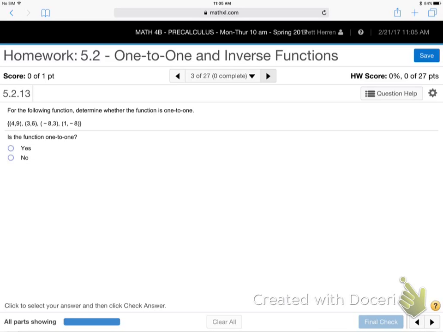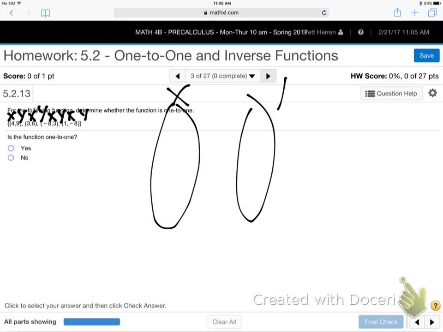So same thing, they're still asking us about one-to-oneness. So they're saying, is that a function? Now they're doing it not with an arrow diagram, but with x, y. But you know the deal, right? It's just x, y, x, y, x, y, x, y. So if it helps you, you can make an x, y arrow diagram. You don't have to by any means.